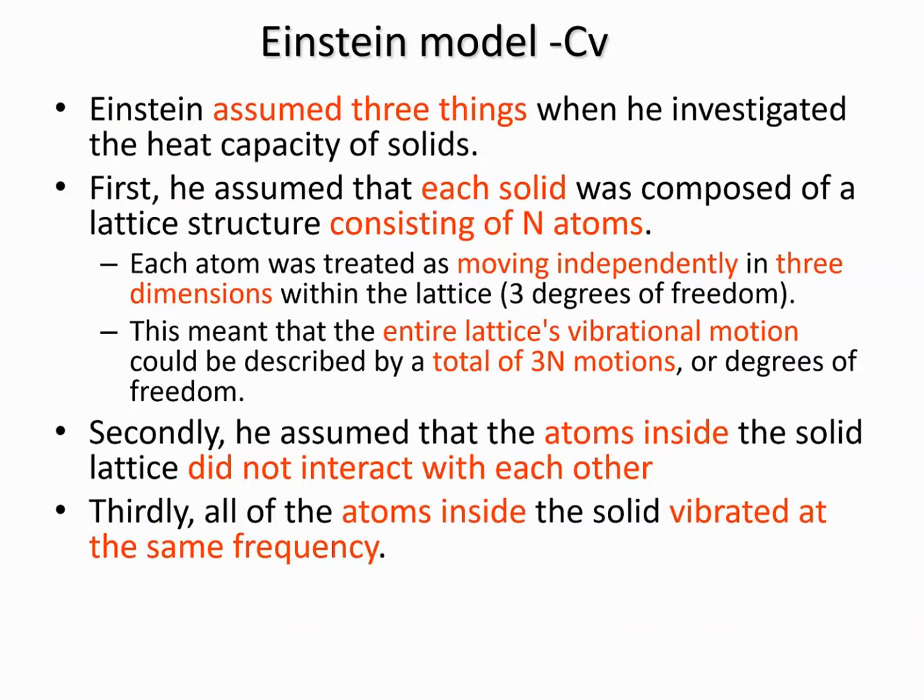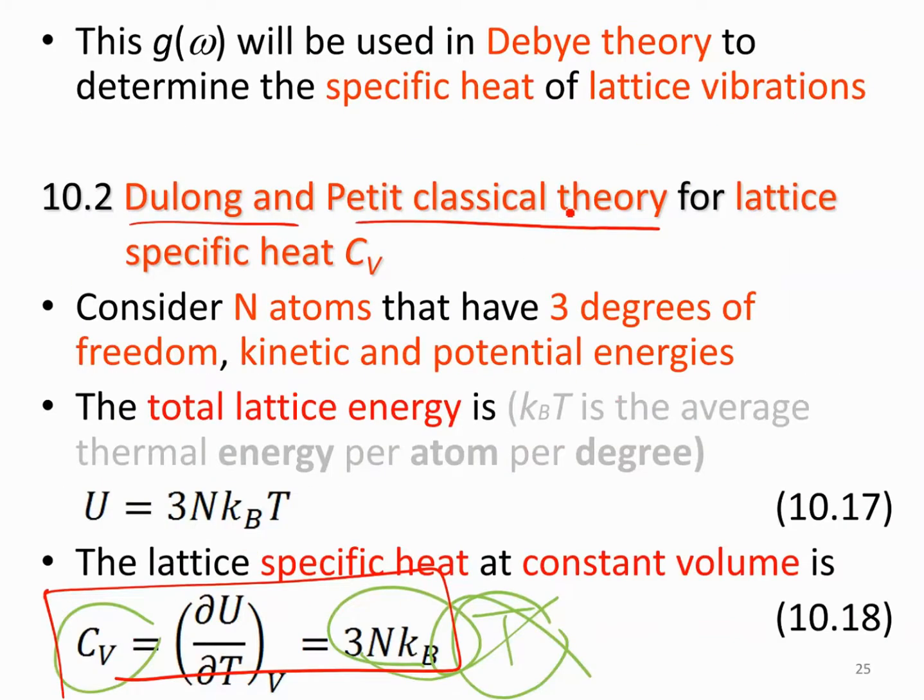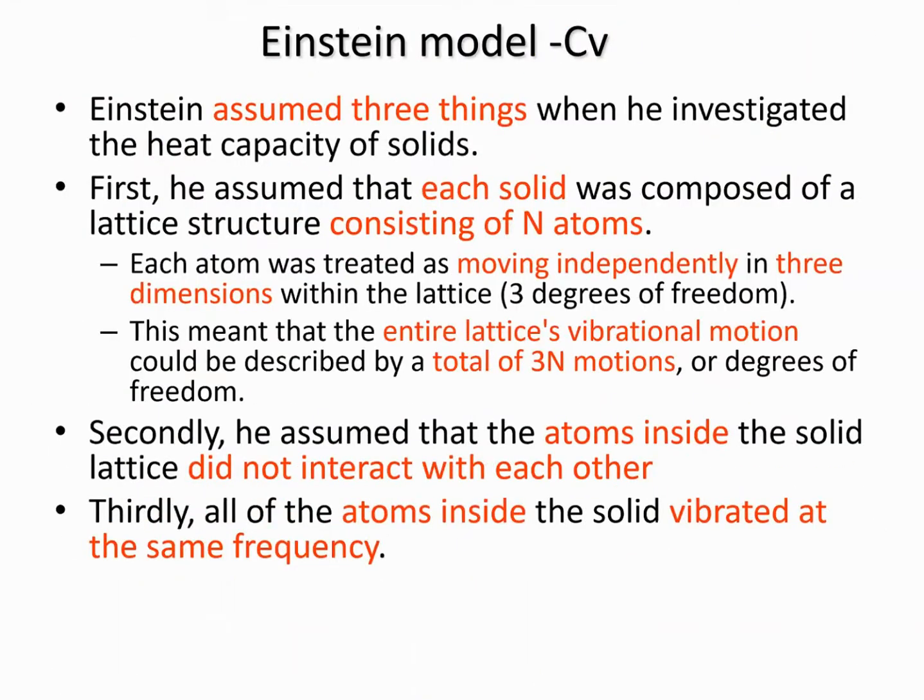So we have another scientist. His name is Albert Einstein. He proposed another model. So this is the second model for the specific heat capacity. The first model is the classical one, Dulong and Pettit, which does not work well, especially at low temperature. So now Albert Einstein said, okay, it doesn't work well, so I want to improve the previous classical theory. So he assumed 3 things. Einstein assumed 3 things when he worked on the heat capacity of solids.